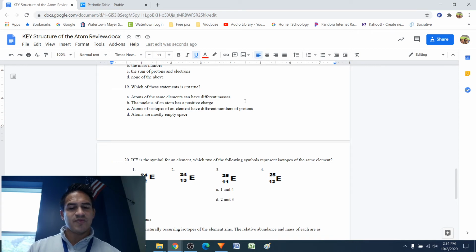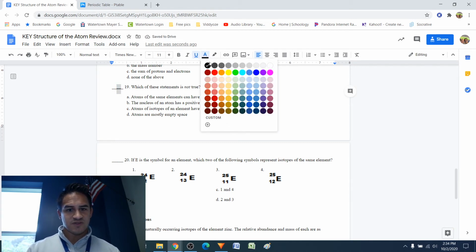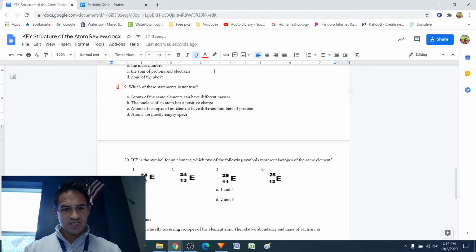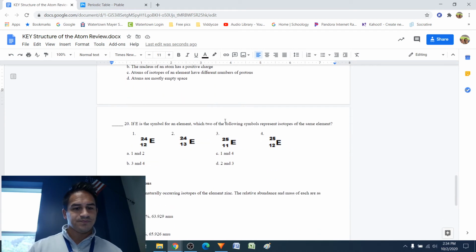The nucleus of an atom has a positive charge. That is also true. Atoms of isotopes of an element have different numbers of protons. That is not true. If it's the same element, they will have the same number of protons, so that is not a true statement. So this one is false. This is letter C. Atoms of isotopes of an element have the same number of protons.